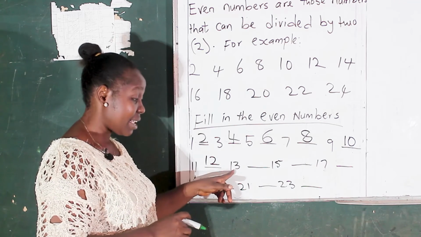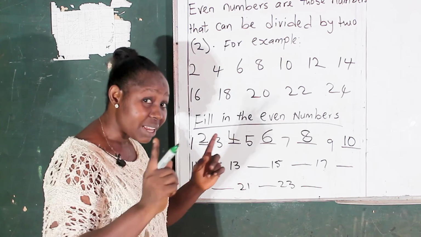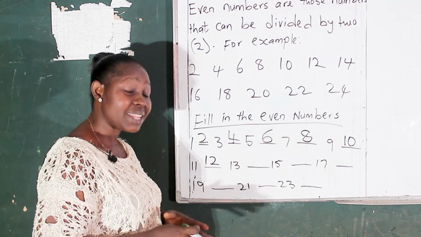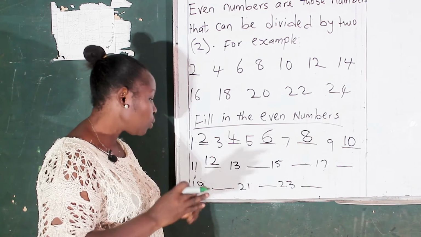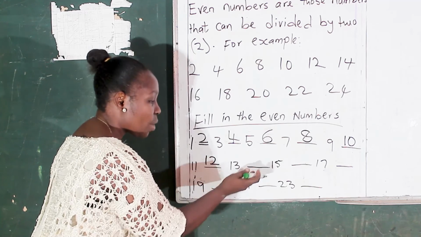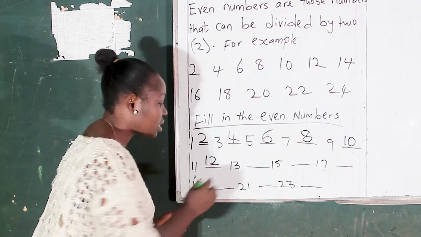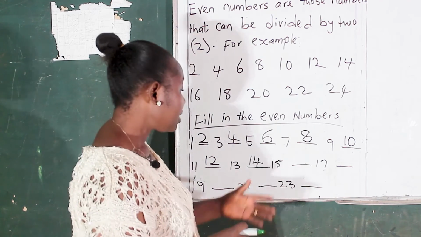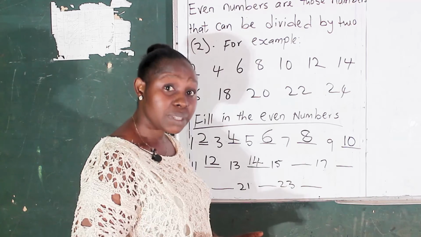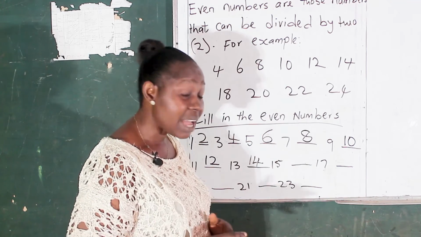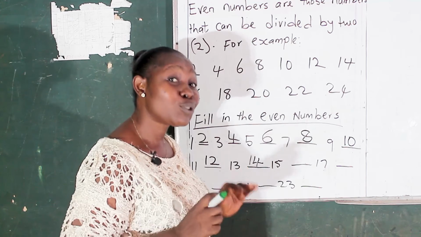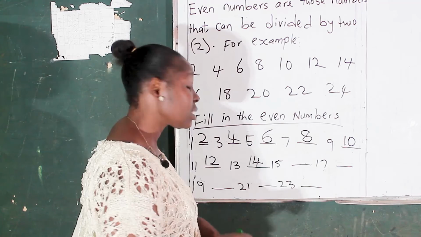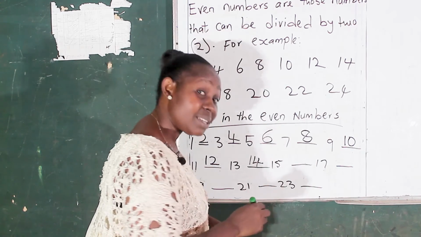The next one is 13. 13 is not an even number. Remember, even numbers are those numbers that can be divided by 2. Now after 13, we have the next one, which is 14. 14 is an even number. And the next one is 15. 15 is not an even number. It cannot divide itself by 2. Now we jump it and go to the next one. And the next one is what? 16. 16 is an even number.